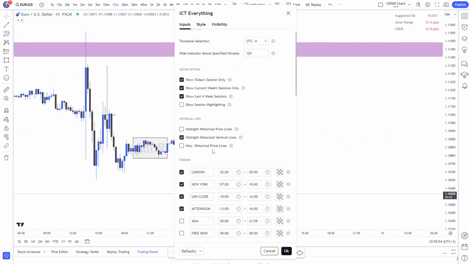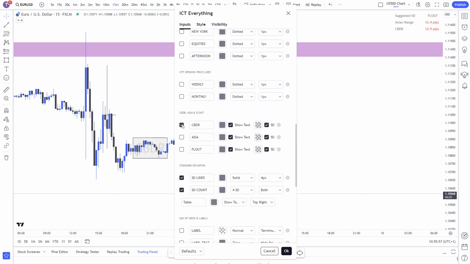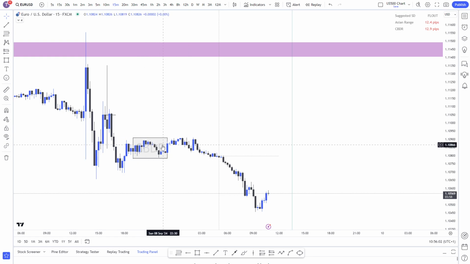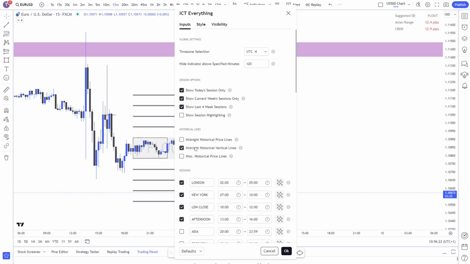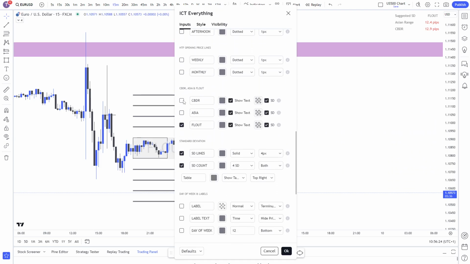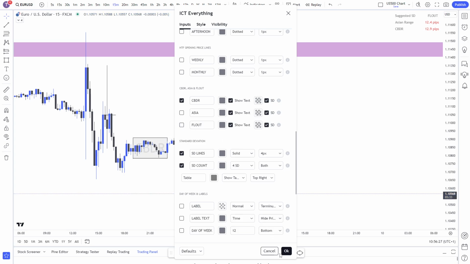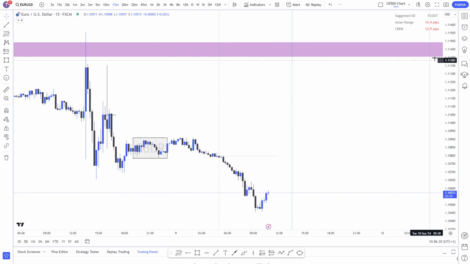Now, just for context, if I come down to this here and I play with this and I offset the central bank dealers range and I use the flout instead, it's going to change. And it's going to change dramatically. As you can see, it's picked up the Asian range or an Asian range. I'm not a massive fan of the flout. I think the best thing you can do is utilize the central bank dealers range, untick the flout completely, and basically if it's any less than 10 pips, just ignore it.